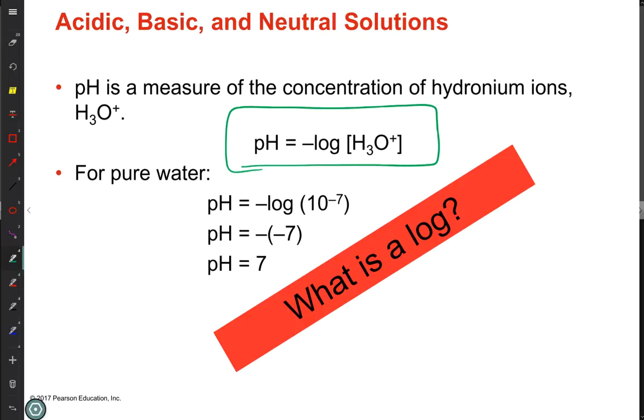I don't remember what the P stands for. My teachers never actually said pH stands for this. The H stands for hydrogen. I don't remember what the P stands for. And so the pH is minus, notice that minus sign, log base 10 of the concentration. So we have that question in the red box, what is a log? And of course, we're not looking for funny answers. Well, you cut down a tree.